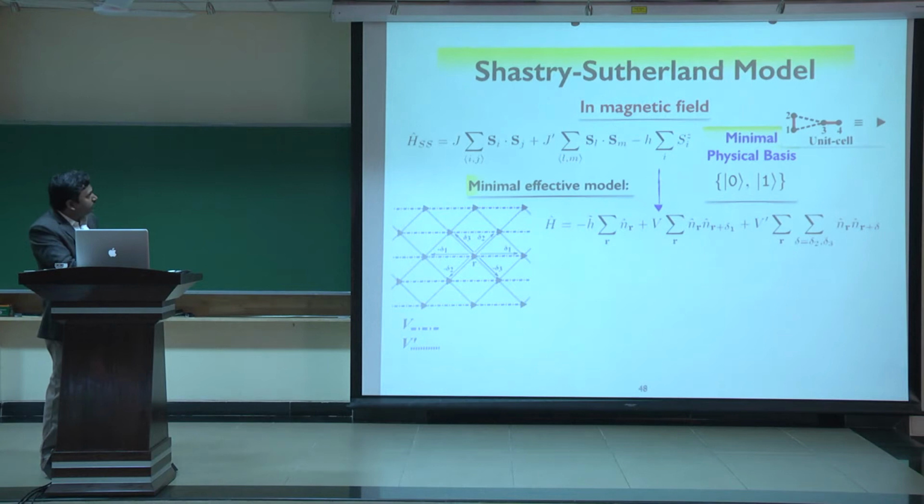You just rewrite this problem in this hardcore boson basis of the unit cells. So the simplest term is, of course, the magnetic field, which is a chemical potential. And the interesting terms, which would never arise if you just work at the simplest minimal level, I mean, you have to work extra hard, generate all kinds of terms up to sixth order or so, is the direct interaction or density-density interaction between these.